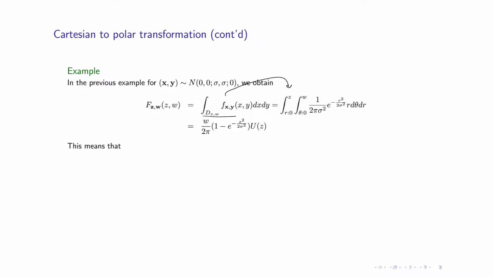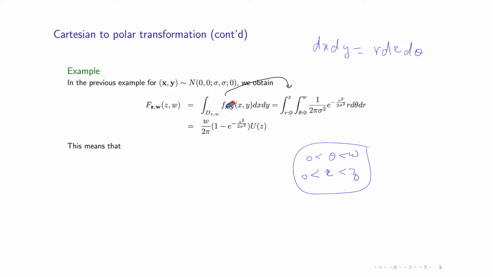Obviously, you know that dx dy is always equal to r dr d theta. So you can do the integration over polar. In the polar domain, the range of r varies from 0 to z, and theta varies from 0 to w, because theta should be between 0 and w, and r should be between 0 and z. So this determines the same arc.